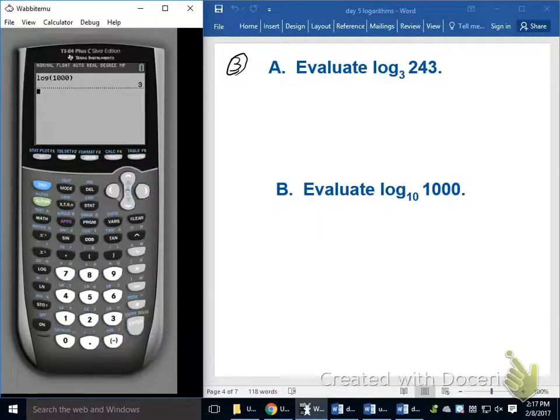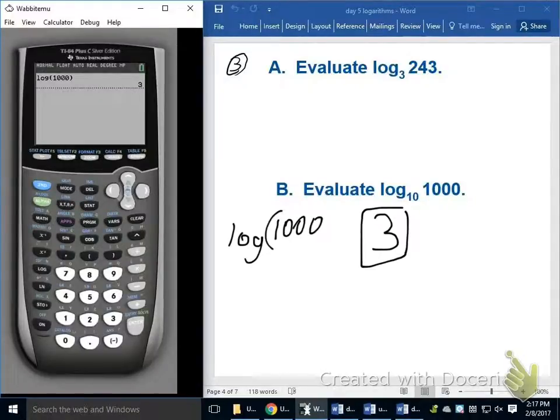And when I hit enter, I get 3. That's because 10 to the third power is 1,000. So just to emphasize something really quick, if ever you saw this problem given to you, and it didn't say a base, you assume that base is 10. So keep that in mind. That's really common to see. Hence, it's called the common logarithm.